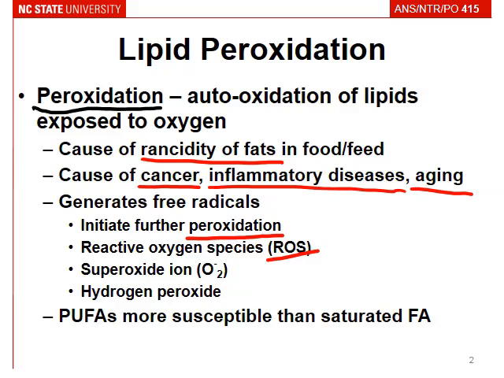And as I mentioned before, our polyunsaturated fatty acids are more susceptible than our saturated fats to peroxidation, and that's because of the multiple double bonds that those unsaturated fats have.